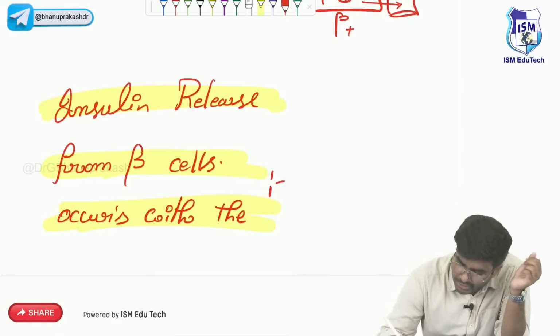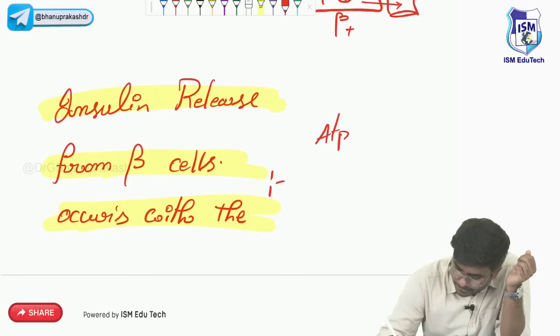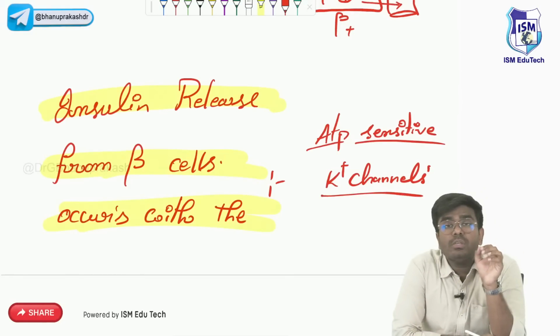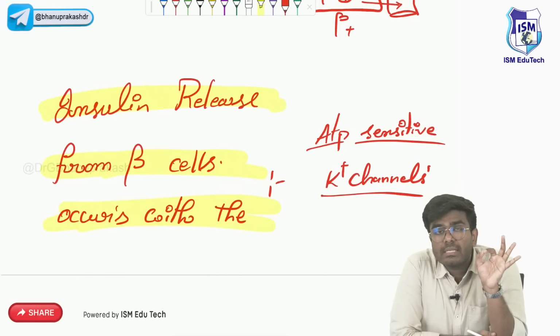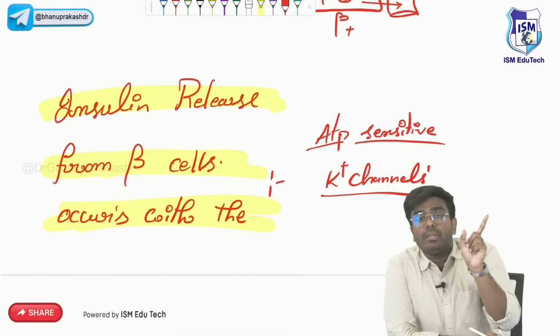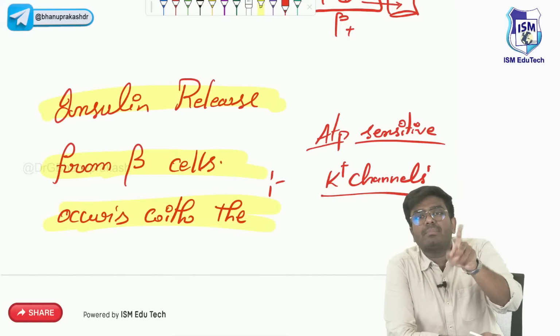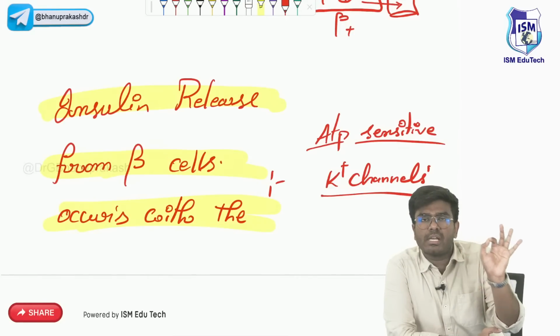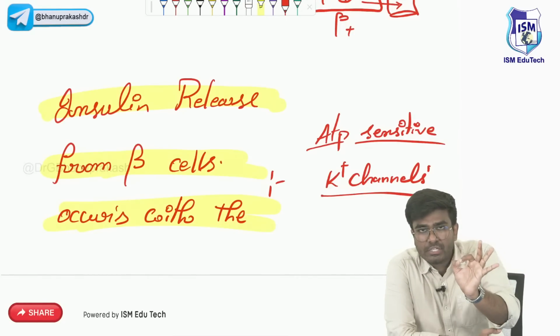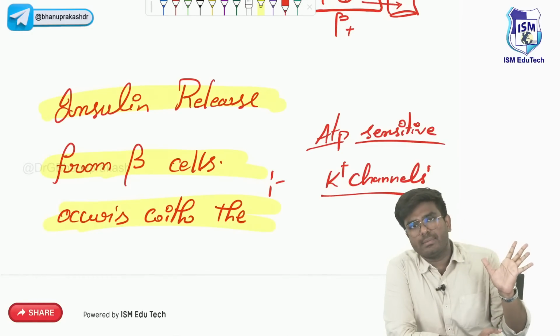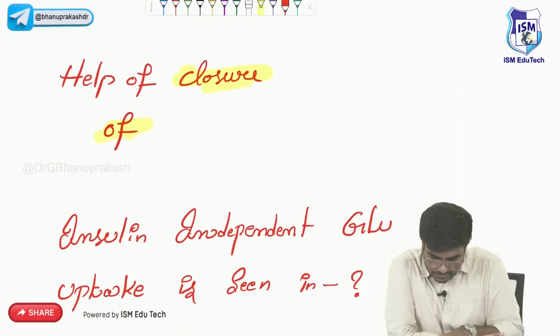The answer is, you need to close ATP sensitive potassium channels. So by closing the ATP sensitive potassium channels on the beta cells, you can release the insulin. Or the question can be asked something like this: ATP sensitive potassium channels are present on beta cells of pancreas.